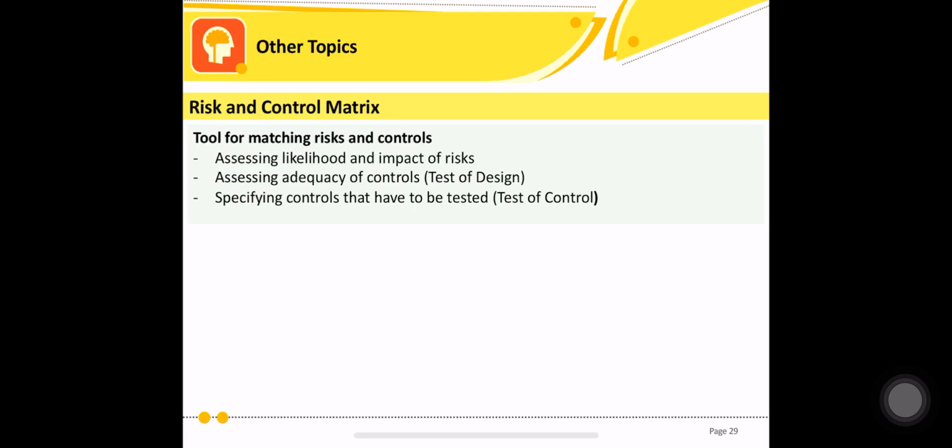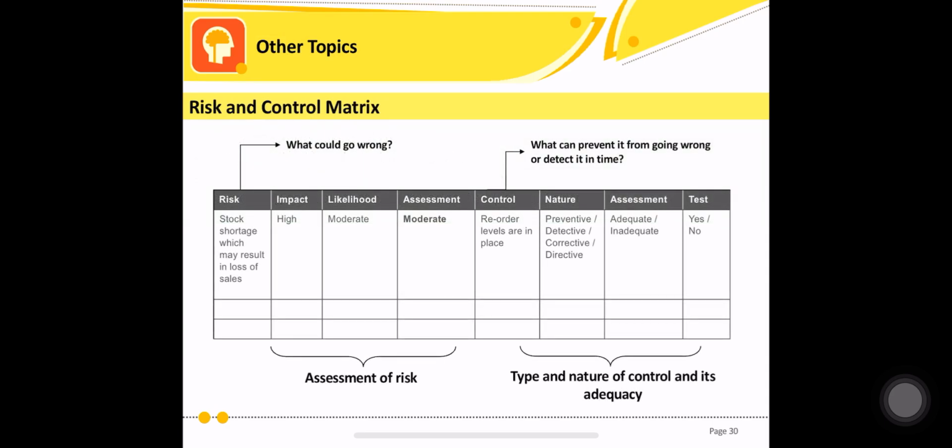Nangyayari ba talaga? So kung sinasabi mo ito yung control, ito yung objective niya, now dito sa TOC, test of control, ginagawa nga ba talaga? Effective nga ba talaga? Nagmi-mitigate nga ba talaga? So for better illustration, ganito siya.